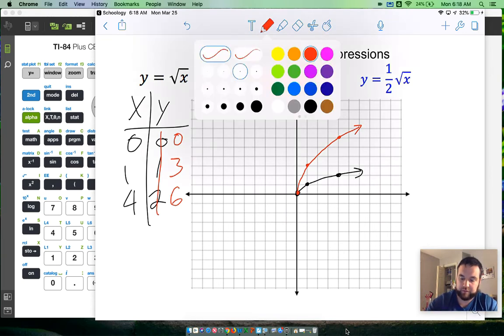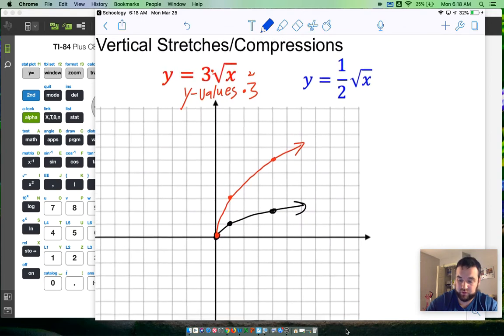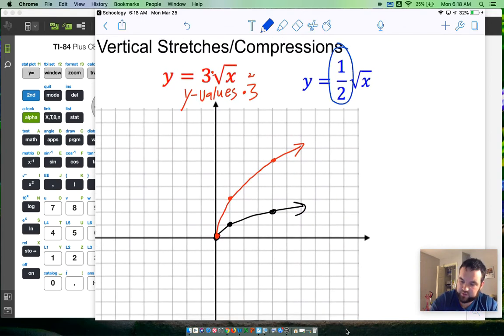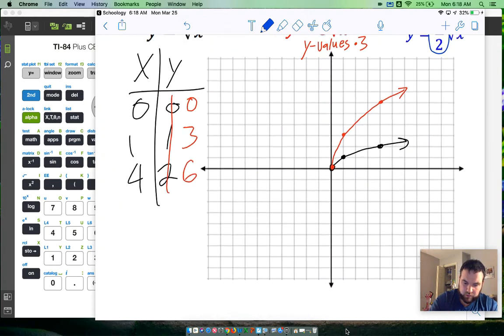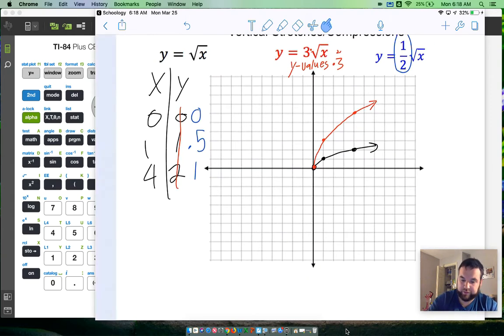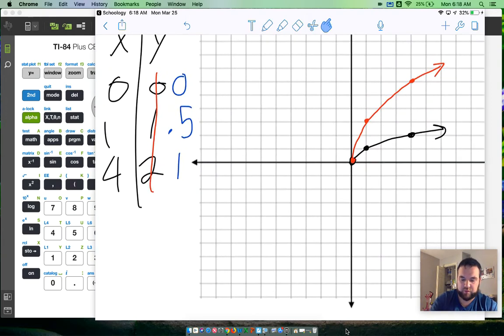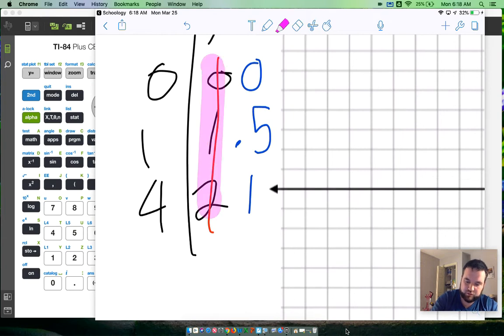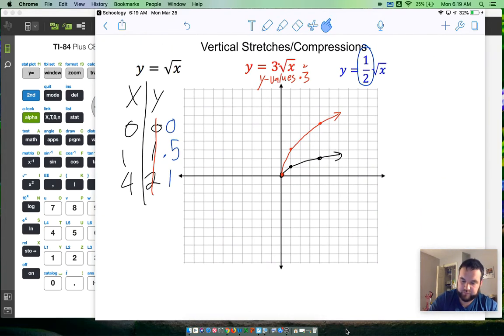On the flip side, again, if we do a compression, this is saying I'm going to take the y coordinates and cut them in half. So instead of now using 0, 0, 1, and 2, I'm going to use 0, 0.5, and 1 with the same x coordinates. Again, all I'm doing is taking these original y values and I'm just cutting them in half. That's how I get the blue numbers. So 0, 0.